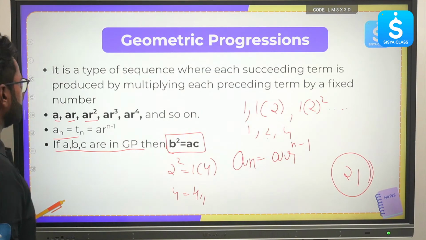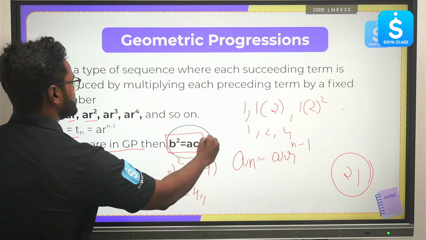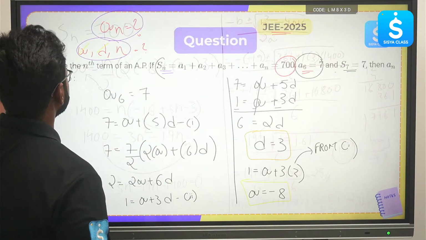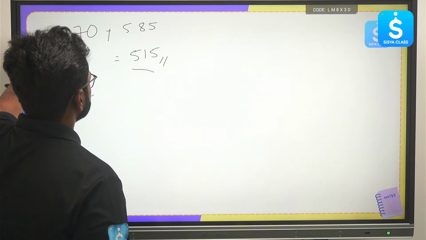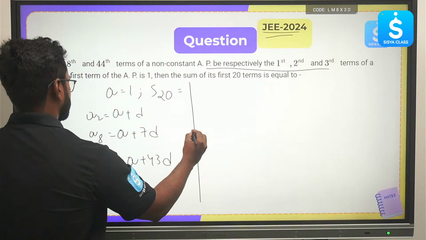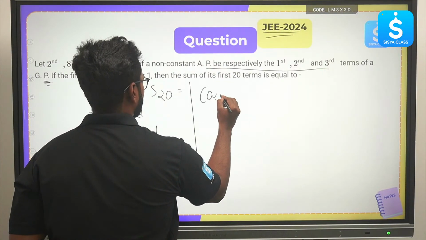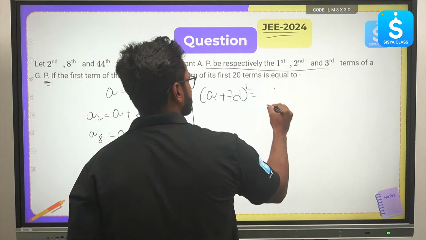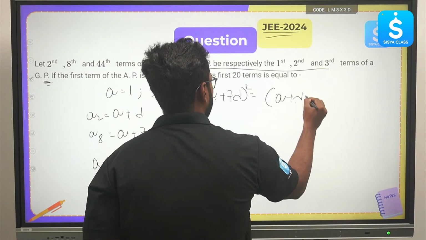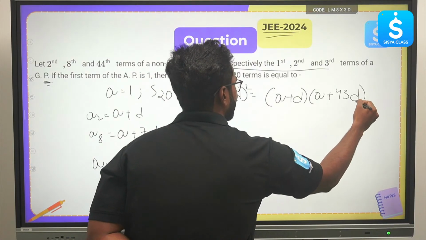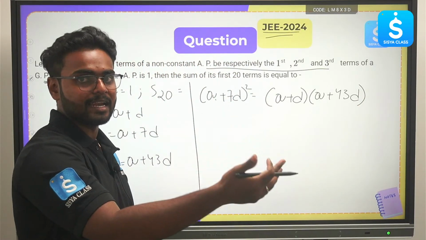Yeah. In GP we have the condition B square is equal to AC, right? Let us try putting up that equation. B square is equal to AC. A plus 7D whole square is equal to A plus D into A plus 43D. Let us put the value of A in the later steps.